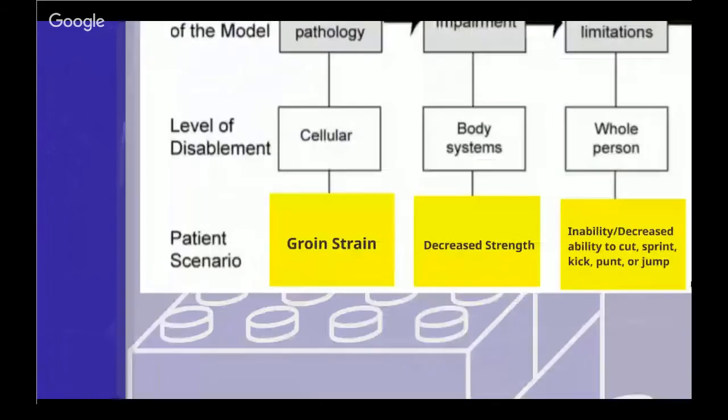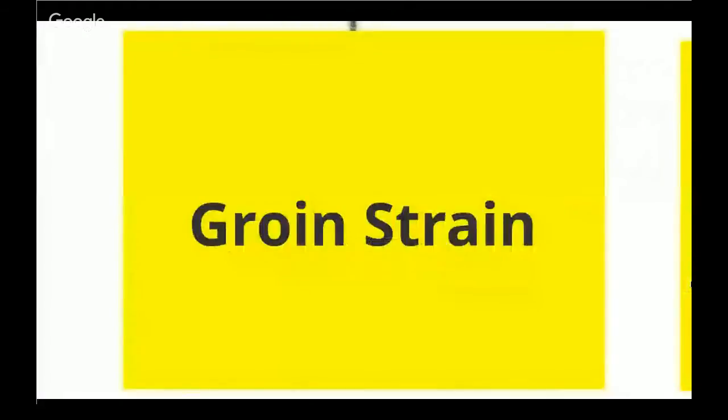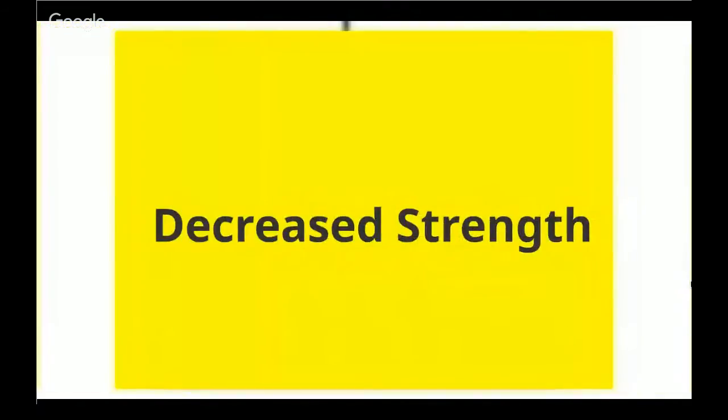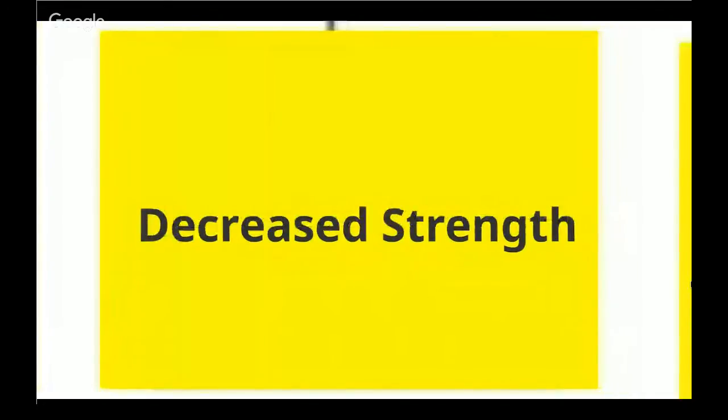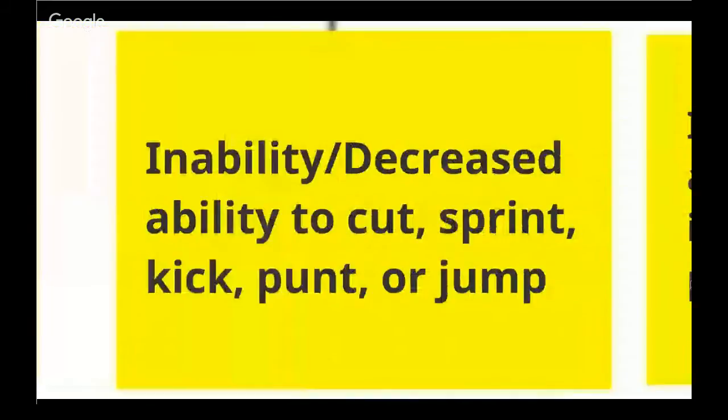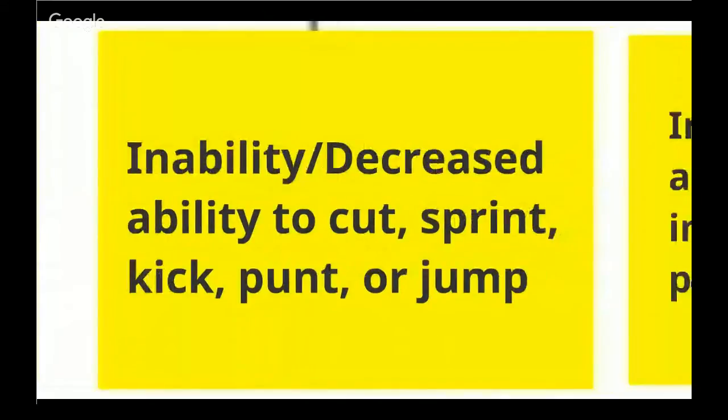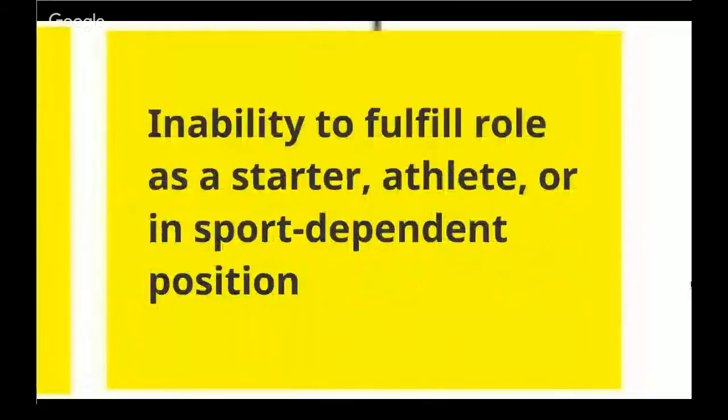So for an example, we're going to begin with the acute pathology. So here it's easy. It's a groin strain. Next, we're moving into impairment. So because of a groin strain, you have decreased strength. Moving on to functional limitations. So it's your inability or your decreased ability to cut, sprint, kick, punt, or jump, depending on your sport and your position. And finally, the inability, otherwise known as societal or environmental factors, it's going to be the inability to fulfill role as a starter, an athlete, or in a sport-dependent position.